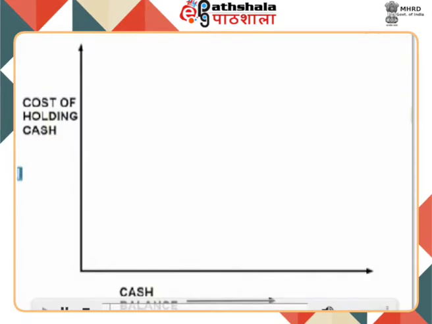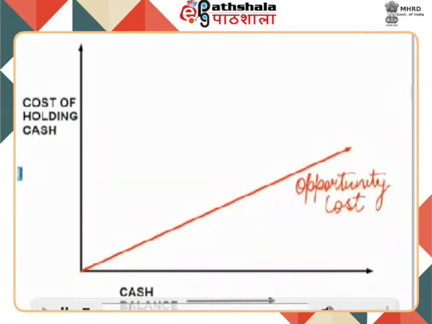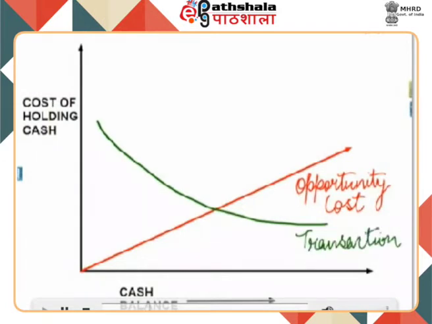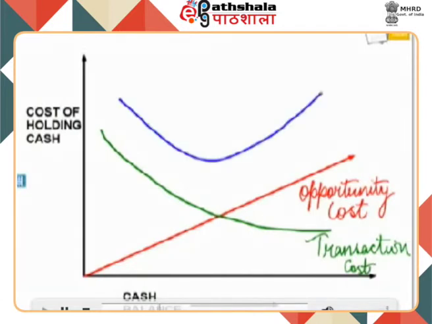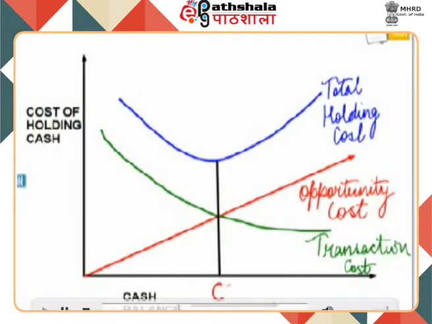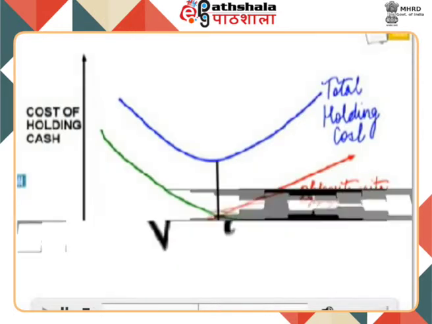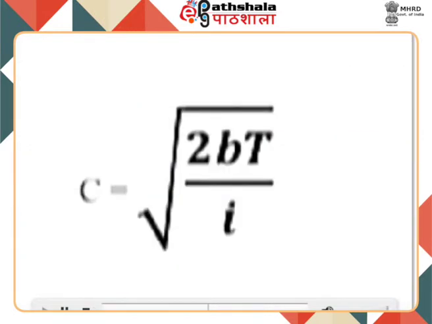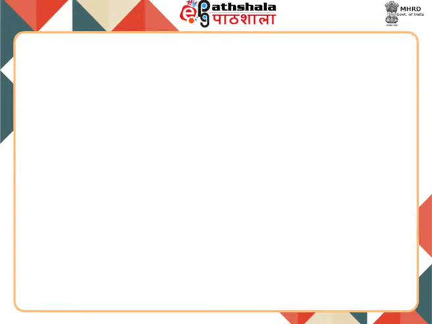As the demand for cash C increases, the holding cost will also increase and the transaction cost will reduce because of a decline in the number of transactions. Thus, there is a relationship between the holding cost and the transaction cost. The optimum cash balance C star is obtained when the total cost is minimum. The model can be mathematically represented by the following equation, where C star denotes optimal conversion amount per transaction.